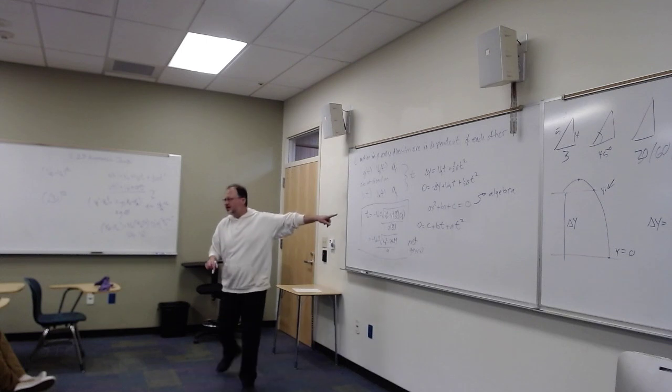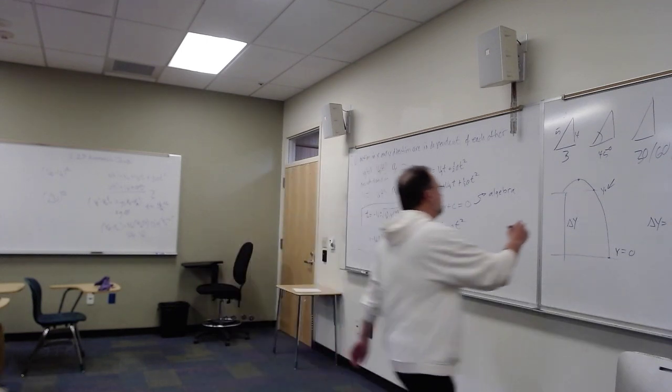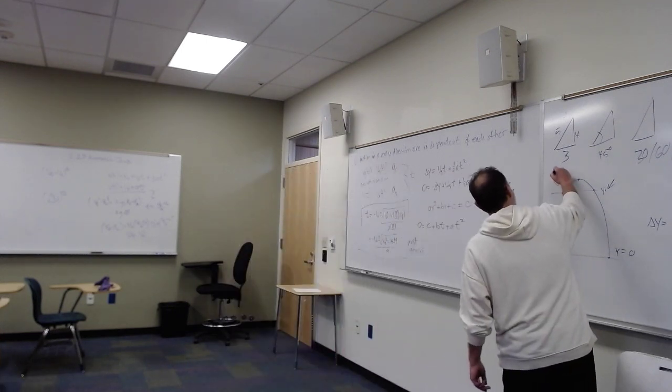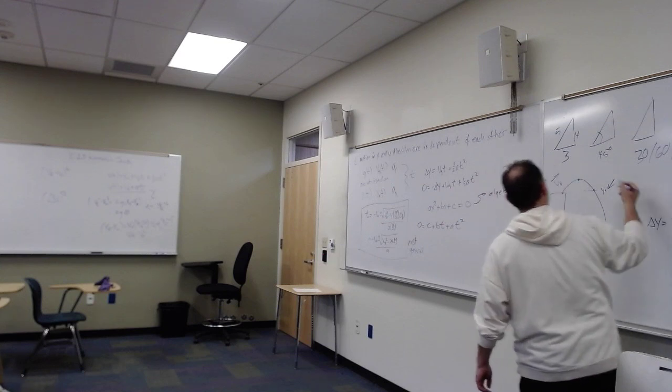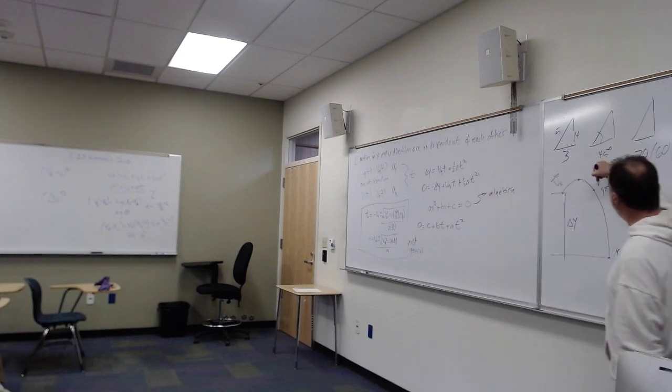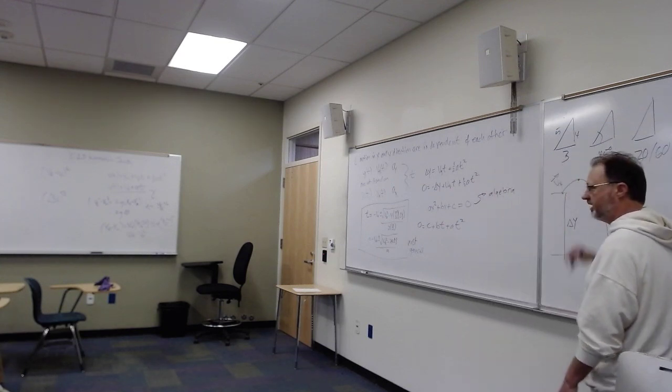Thing is, you could do this either way. You could either start with your initial velocity here, or since we know it's the same over here, we can use the same velocity over here.